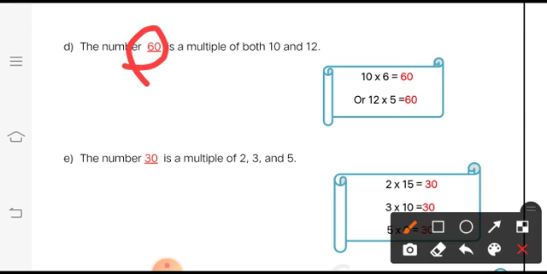One more: the number is a multiple of 2, 3 and 5, which is such a number which exists in the table of 2, 3 and 5. And here you can see 2 into 15, 3 into 10, 5 into 6. That means 30 is such a number.